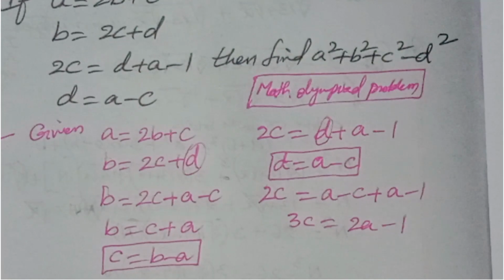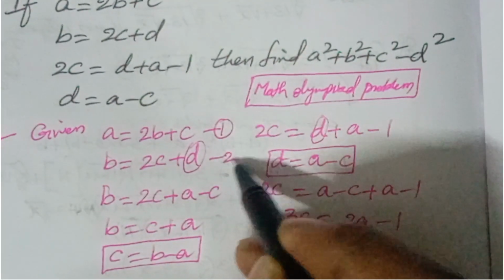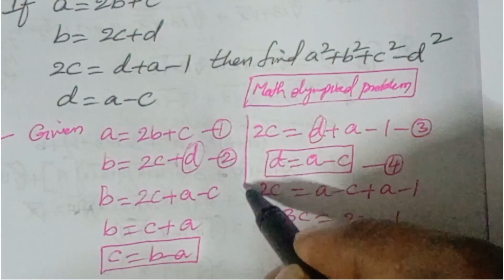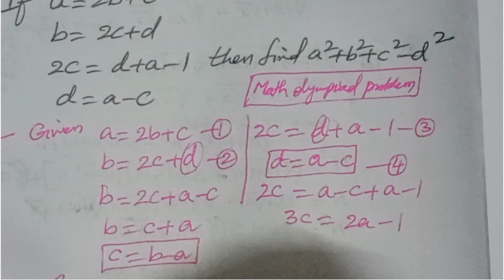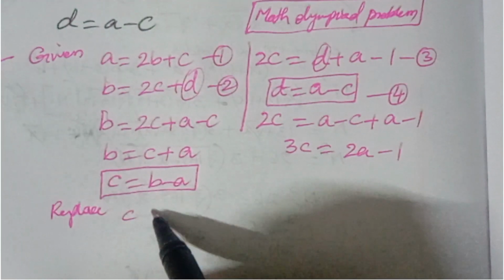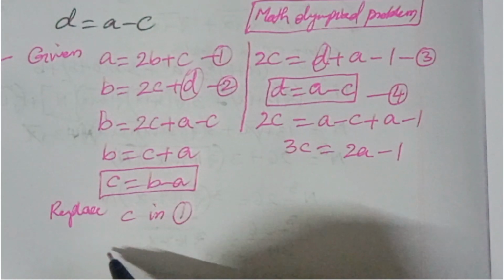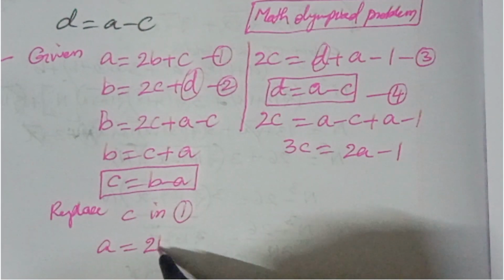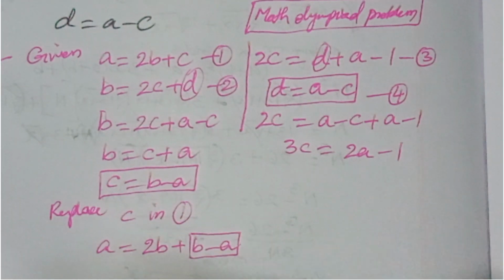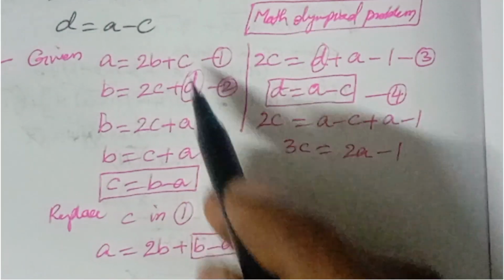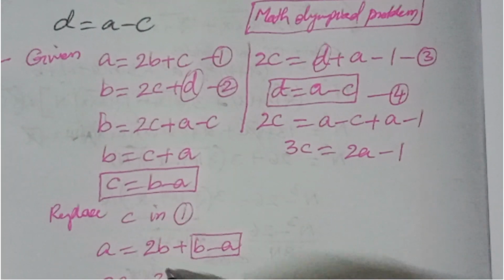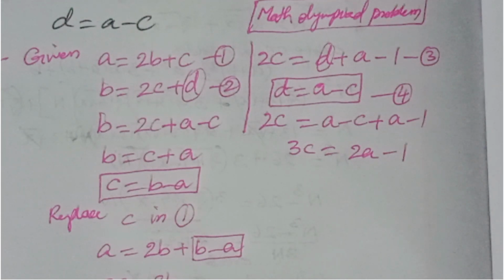Now replace this value in 1. This is 1, this is 2, this is 3, this is 4. These are the 4 given equations. So replace c in 1. So a is equal to 2b plus c. In the place of c you are writing b minus a. So here 2a is equal to 3b.